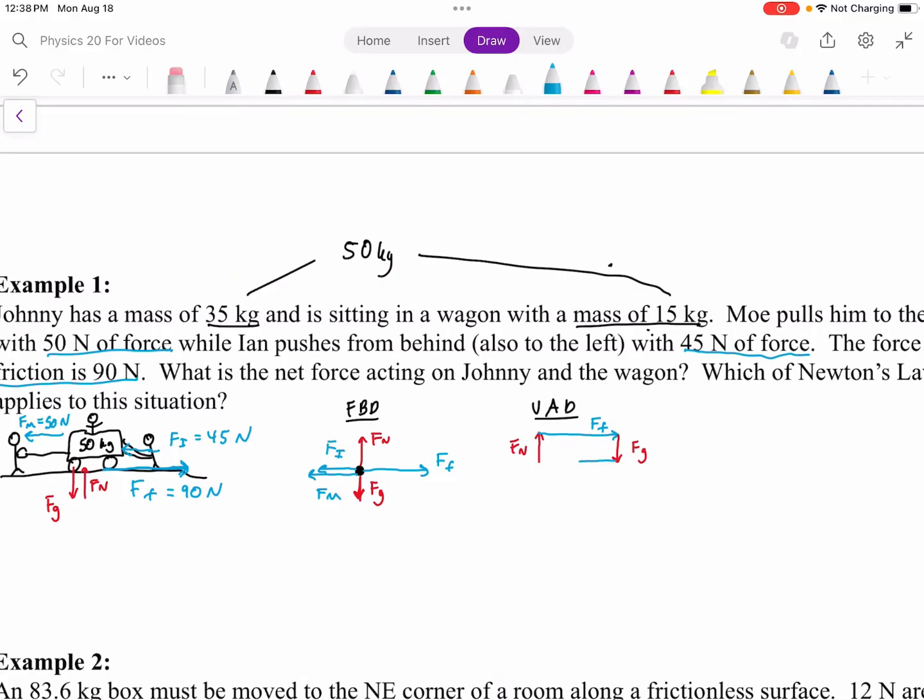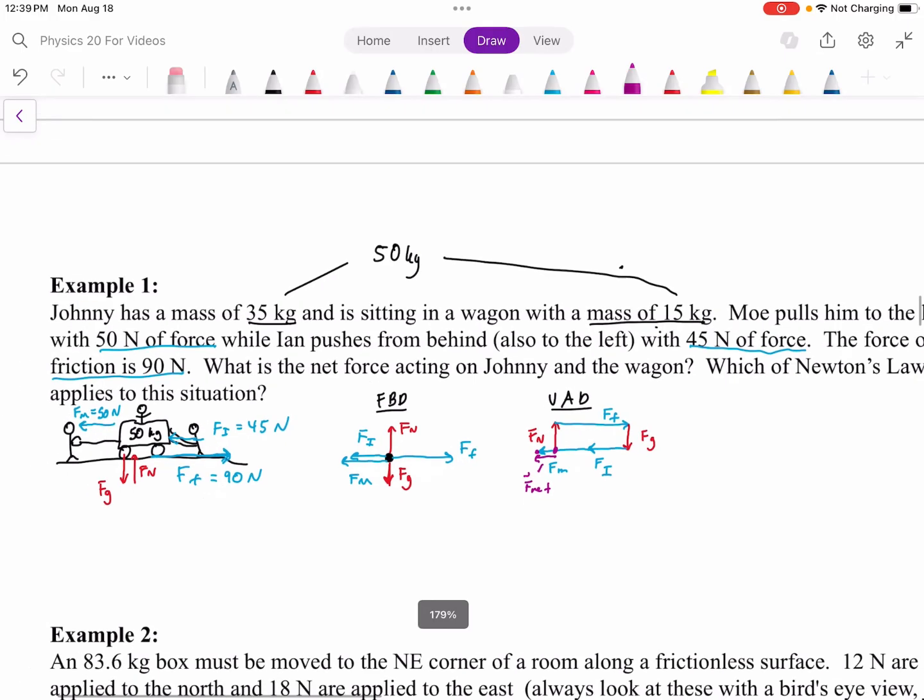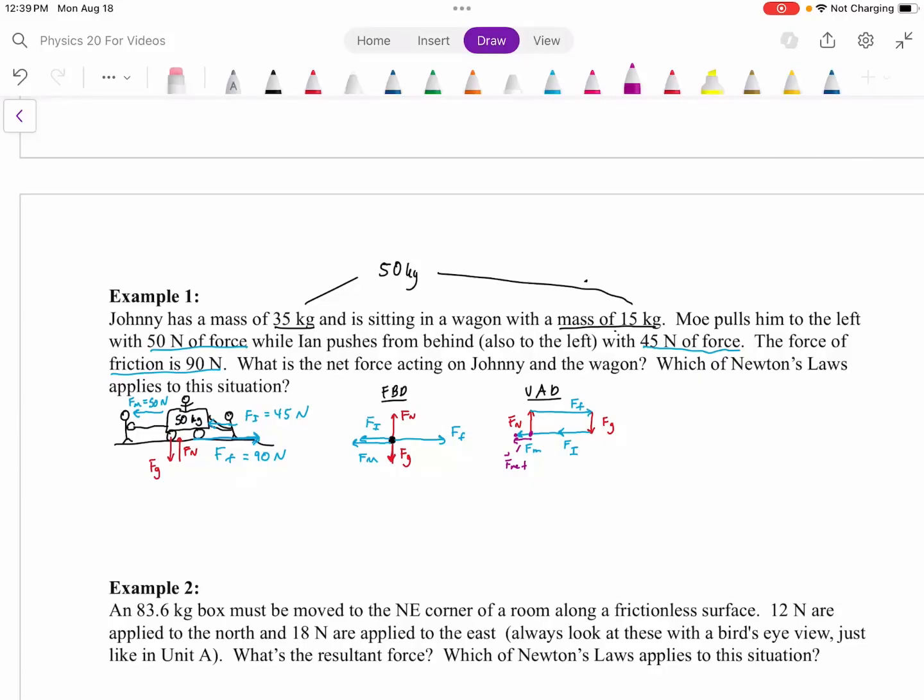Well, first let's do Ian. Ian is 45, so he's about exactly half of the 90 that friction is providing. But then Mo is 50, so he takes us just beyond. Okay, tip to tail, just adding them up like we would any other vector. So there we go. We've added up all the forces. To find the net force, well, we started here and we finished our diagram here. So our net force looks like it's going to be that, right? To the left. Not super big, but still a net force to the left. Okay, so we've got our prediction here now, right?